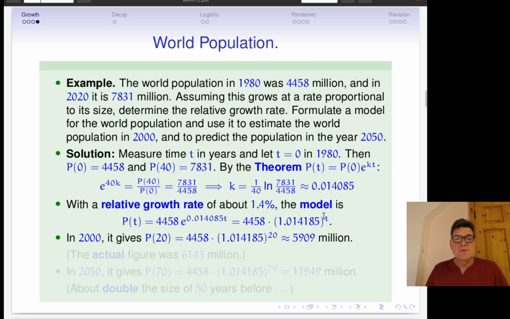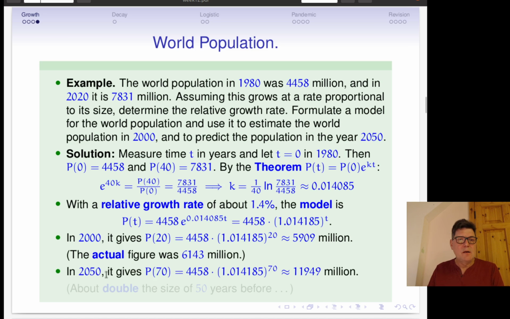So we substitute 20 for the time, and this evaluates to roughly 5.9 billion. If you compare this to the figures that are given on the internet, there it was 6.1 billion. That's not quite a match, but same order of magnitude.